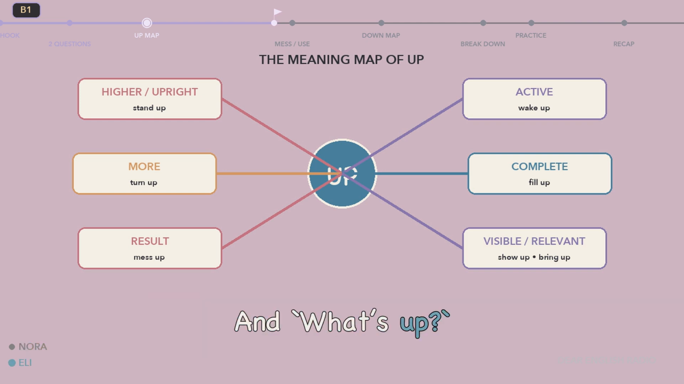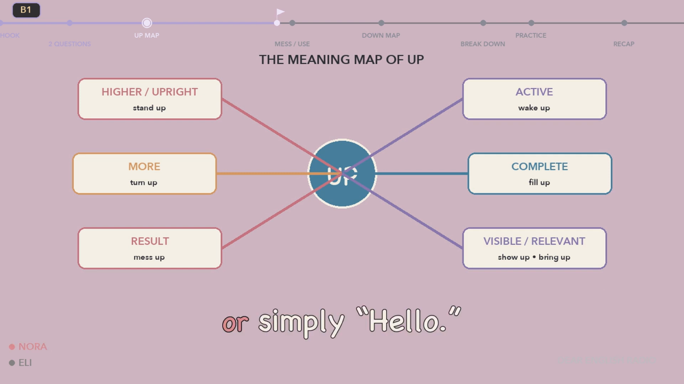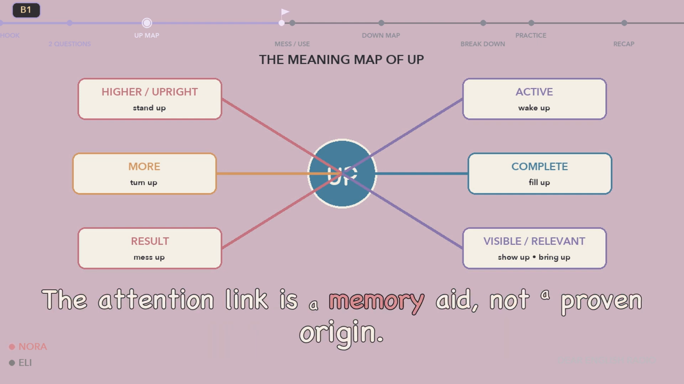And what's up? In informal conversation, it can mean, what is happening? What is wrong? Or simply, hello. It is an idiom with be, not a verb-particle combination like mess up. The attention link is a memory aid, not a proven origin.